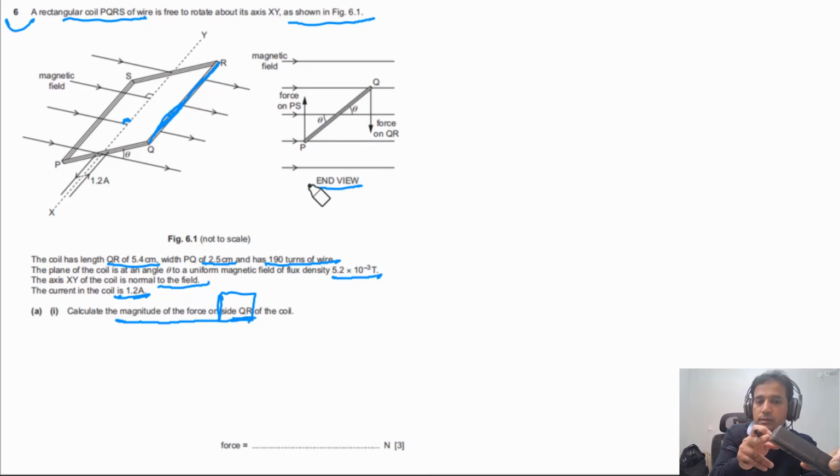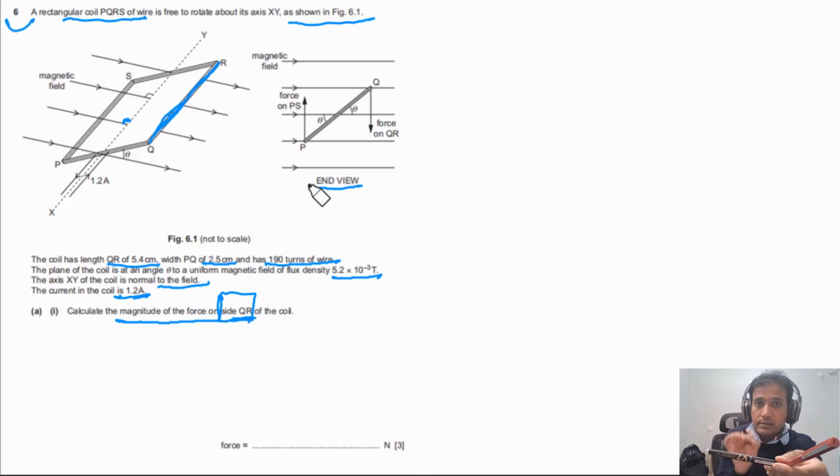Current in QR, if you look at this one, will be into the page. This is what you need to imagine and understand. Current is into the page and magnetic field is to the right. So what is the angle? Let me explain this with these two markers. Current is into the page, and magnetic field is to the right. So what is the angle between these two?